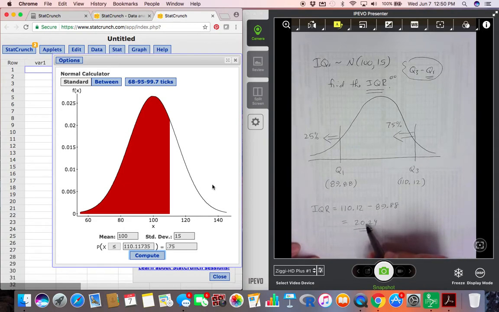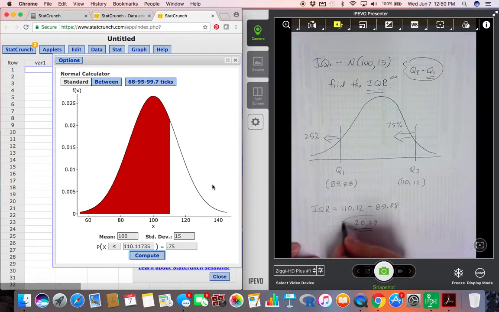Now, notice that we have two measures of spread, the IQR and the standard deviation. Notice that the IQR is larger. That's kind of to be expected. Now, is there a different way we could have done this? Well, I don't know. Let's investigate it.